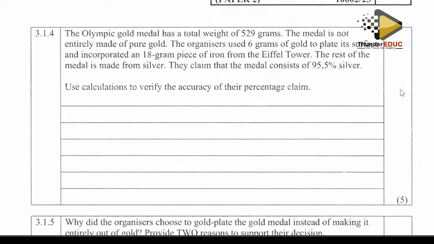First and foremost, we shall get the total weight, minus, why am I minus? I'm looking for the weight of silver, because it's going to be the weight of silver over the total weight times what? 100. So the weight of silver is going to be 529 minus 18 minus 6. They're all grams. So I believe I end up having 505, because this is 529 minus 24. So now this is the gram.